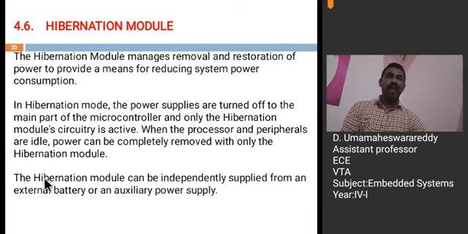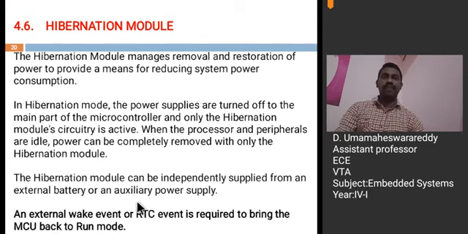Then the hibernation module can be independently supplied. The power supply is disconnected, no? Then how will the hibernation module run when all the power supplies are disconnected? It will run with the help of an independent battery. An external battery is connected. Here a 3.3 volt external battery is connected to the hibernation module for running when all the power supplies are disconnected. Or it will run on the auxiliary power supply present in the controller.